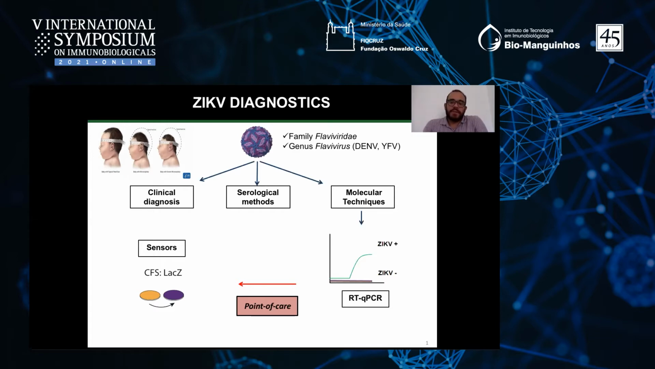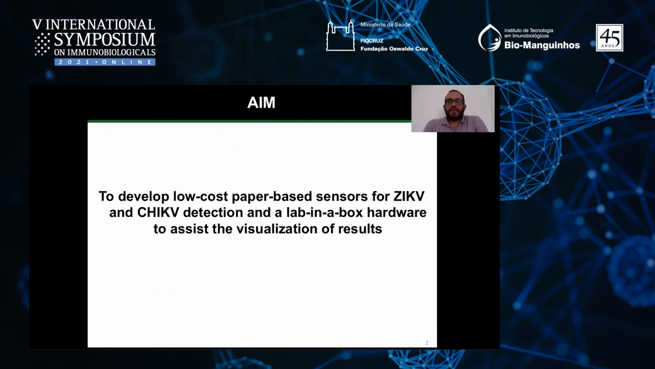In this context, the development of point-of-care tools is critical to face the healthcare problems. For example, we have the sensors. So the aim of this work was to develop low-cost, paper-based sensors for Zika and chikungunya detection and lab-in-a-box hardware to assist the visualization of results.